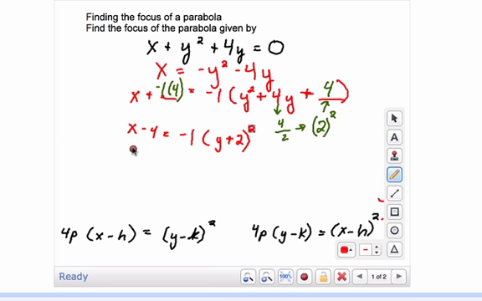Now in our equation, you can see we don't want any values in front of the squared terms. So we're going to divide everything by, essentially, negative 1, but I'm just going to rewrite this as negative 1 times the quantity of x minus 4 equals the quantity of y plus 2 squared. Okay, so here you can see what the center is. The center is at 4, negative 2, excuse me, the vertex.